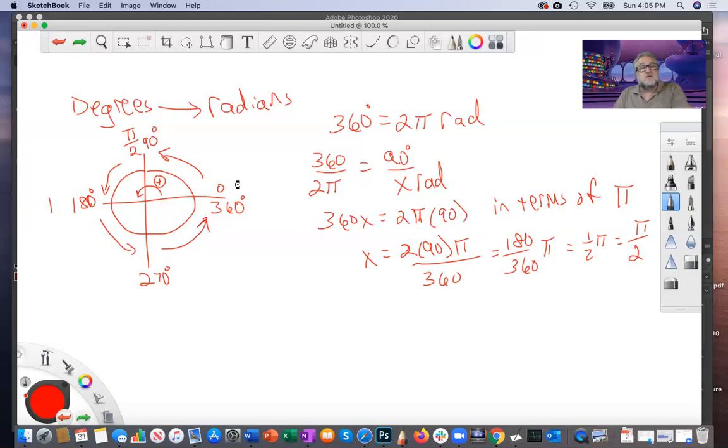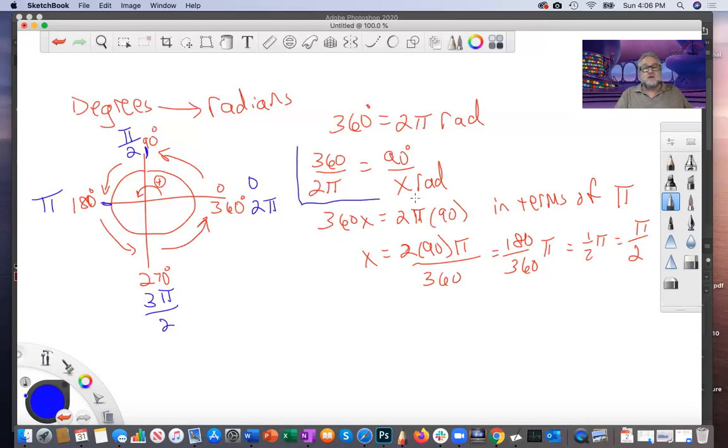Let me do this in a different color. There we go. So this is pi over 2 radians here at 90 degrees. Here, 180 is pi over 2 plus pi over 2 is 2 pi over 2, which is pi radians. 1 pi over 2, 2 pi over 2, down here is 3 pi over 2. And all the way back around is 2 pi. So these are the axes on the unit circle in terms of degrees or radians.